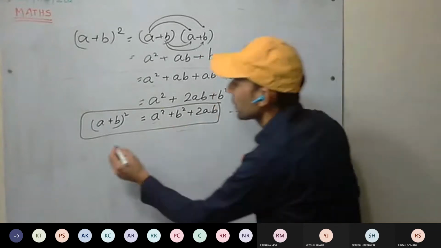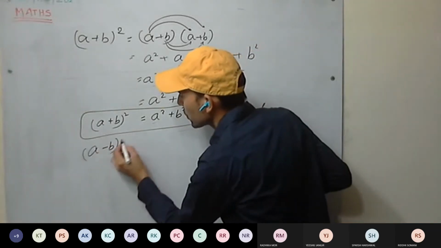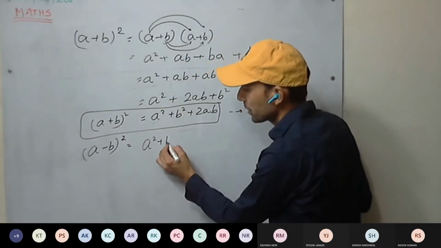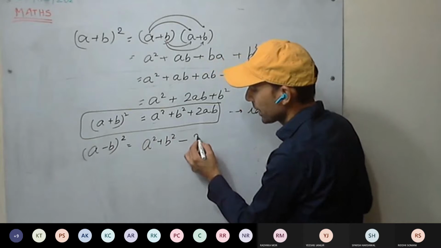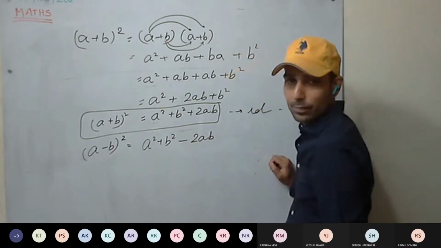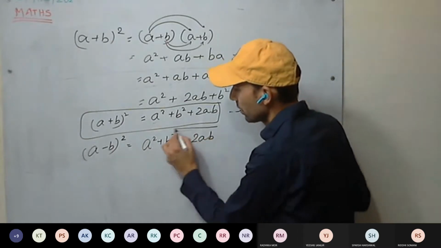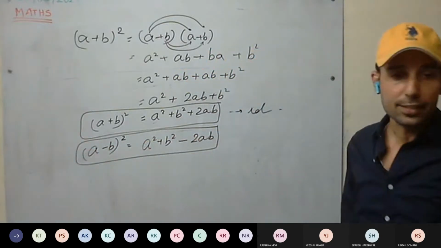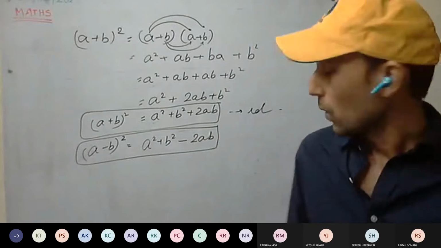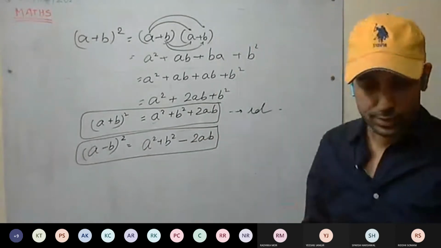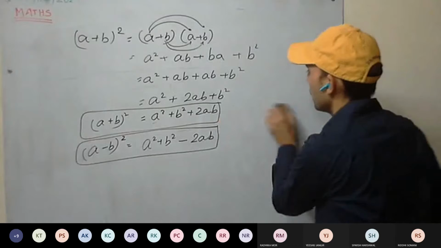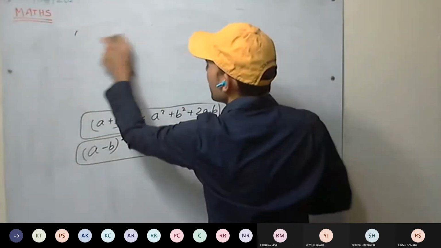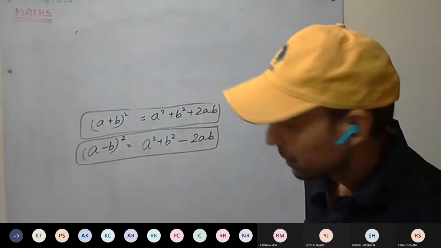Next one, you can solve it yourself. You can solve them and check. A minus B the whole square, it will be how much? A square plus B square minus 2AB. Understood this one? Okay. Third identity, or using them, we can derive others as well. So let's play with these two identities.